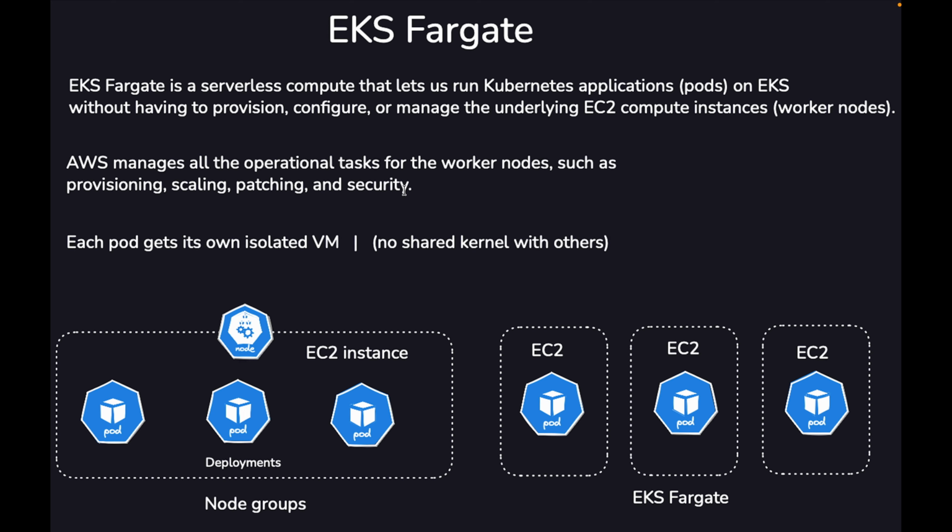So if you have seen the previous video where we learned about AWS managed node groups, you'll understand that we are the ones who are responsible for managing the worker nodes which are deployed as the managed nodes. But in case of EKS Fargate, that task is done by AWS itself. And in case of EKS Fargate, each pod gets its own isolated virtual machine, no shared kernel with others.